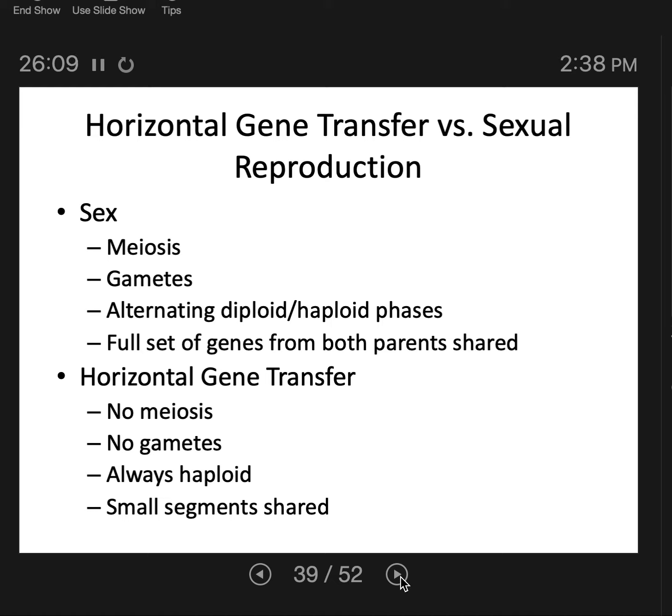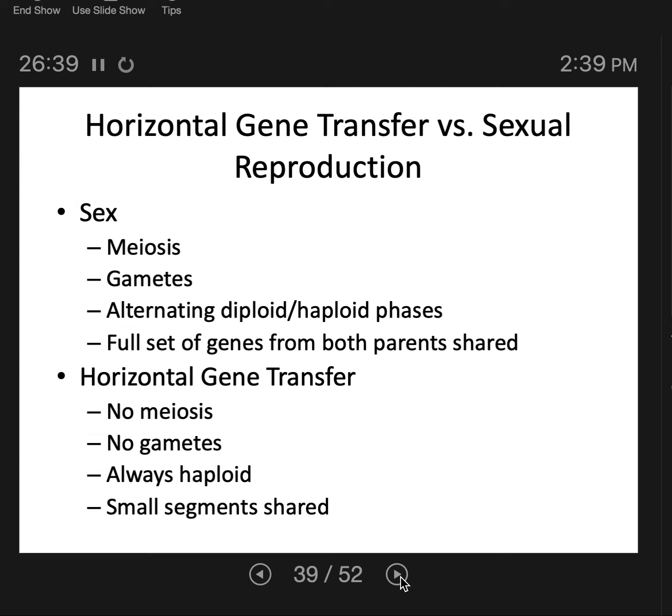And this is why. In sex, you have meiosis. So remember, meiosis is when you have a cell that's diploid. Set of genes from mom, set of genes from dad. Diploid means two sets of genes, one from each parent. In meiosis, the two sets of genes shuffle and then divide in half. So you end up with 4 gametes. Each one has half the amount of genetic information from the original cell.